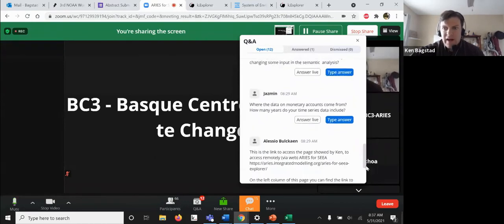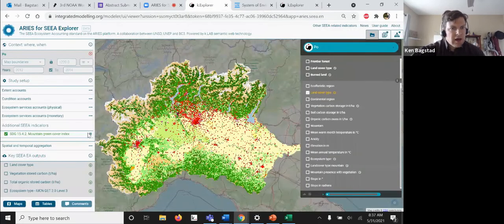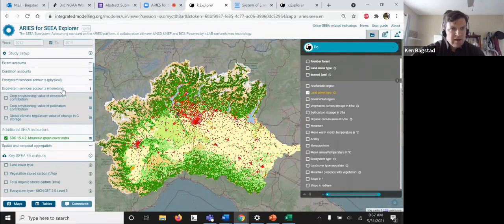Where do the data on monetary accounts come from, and how many years does the time series include? Great question, and they're two slightly different questions. For the monetary work, for the moment, we just have a few accounts. We have these for crop provisioning, the contribution that ecosystems are making to crop production, for crop pollination, for pollination-dependent crops, and for carbon storage. And we're going to have, within the next few months, a model as well for nature-based tourism.